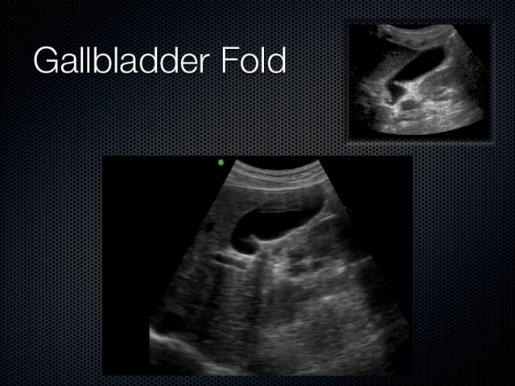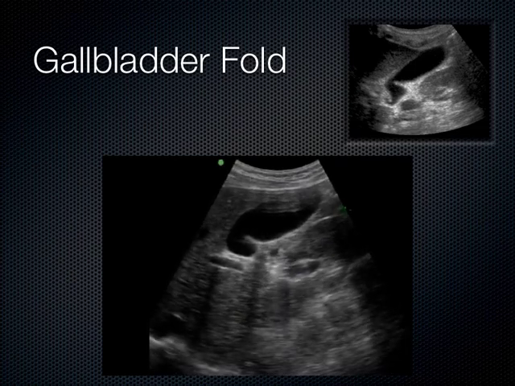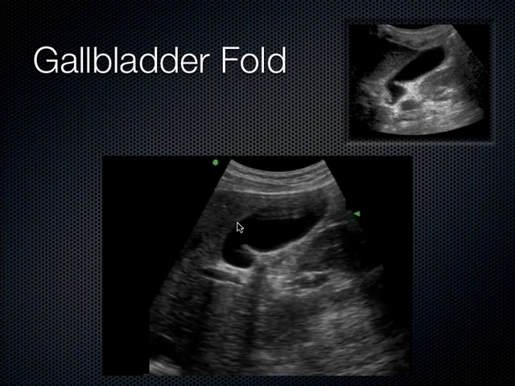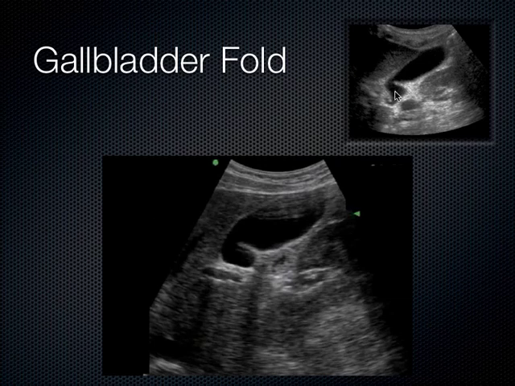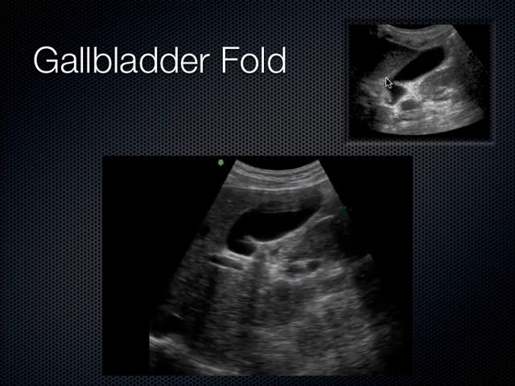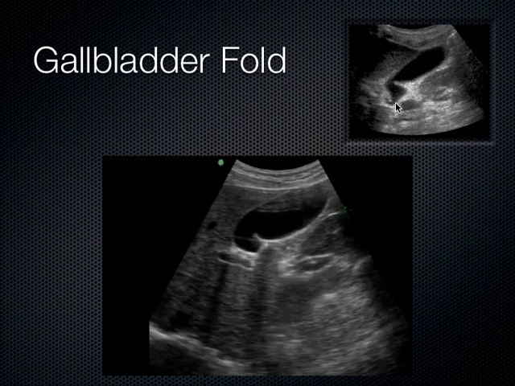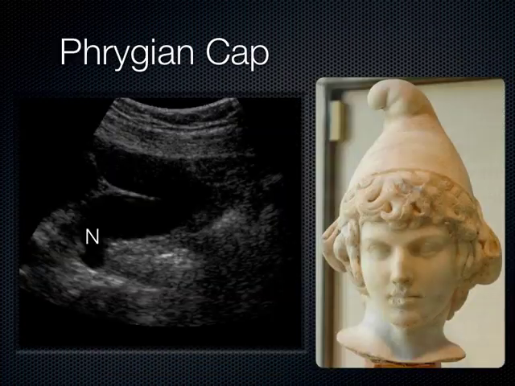Now, this is what a fold down here in the neck of the gallbladder looks like. And when you see a fold in the neck of the gallbladder, it's called a fold in the neck of the gallbladder. It doesn't have a fancy name. But when you see a fold up in the fundus of the gallbladder, now it's got a cool name. It's called a phrygian cap. Okay, so we can see this phrygian cap up here, and sometimes stones will get wedged up here. It doesn't mean anybody has a pathologic problem. It's just a common anatomical variant of the gallbladder.